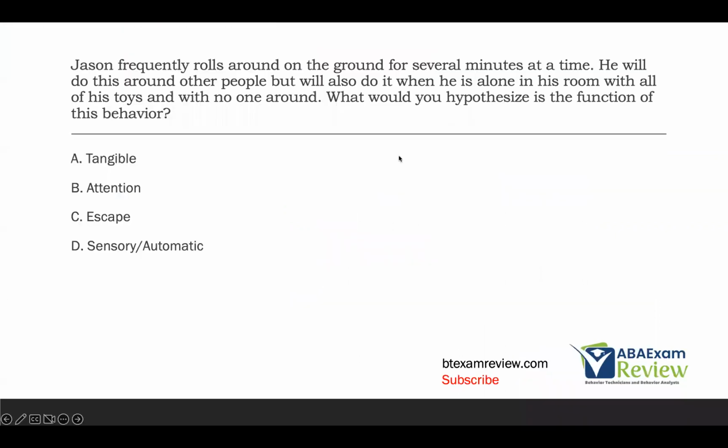Question 1. Jason frequently rolls around on the ground for several minutes at a time. He will do this around other people, but will also do it when he is alone in his room with all of his toys and with no one around. What would you hypothesize is the function of this behavior?